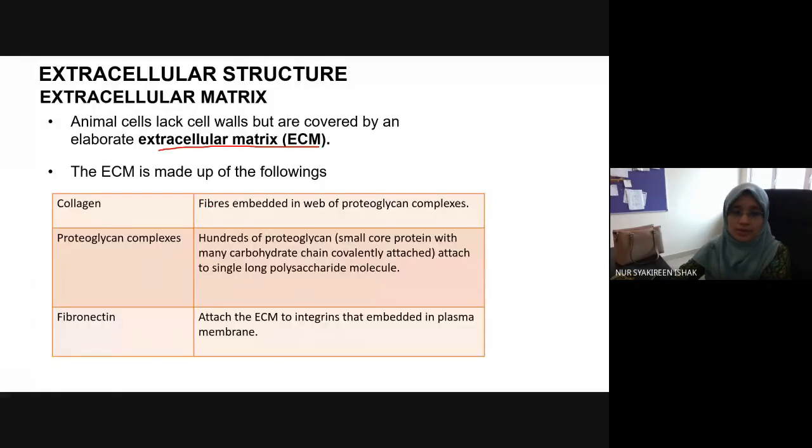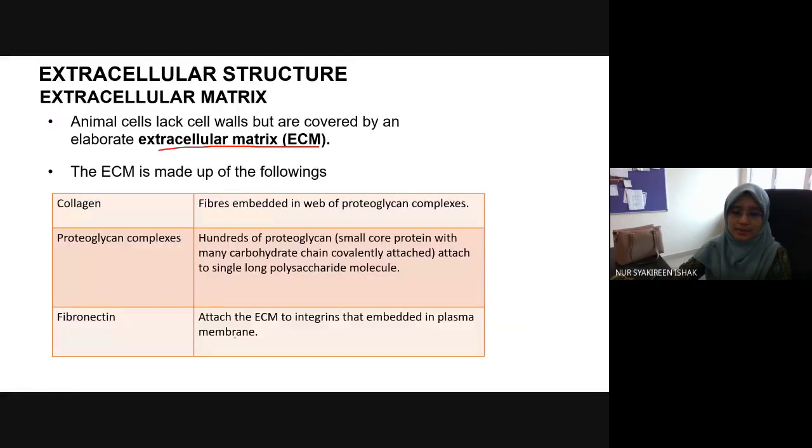So what are proteoglycans? Proteoglycan complexes are made up of hundreds of proteoglycan molecules, each a small core protein with many carbohydrate chains covalently attached. So proteoglycan is basically made up of protein and also carbohydrates.